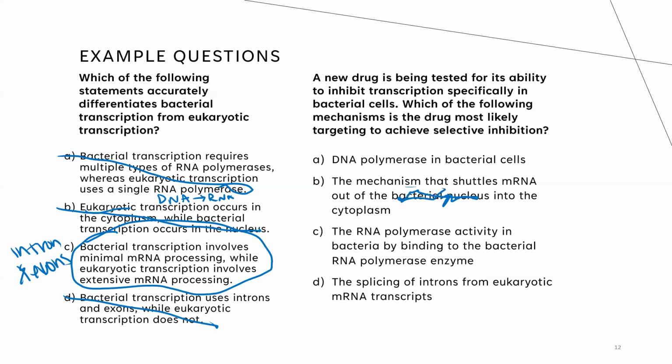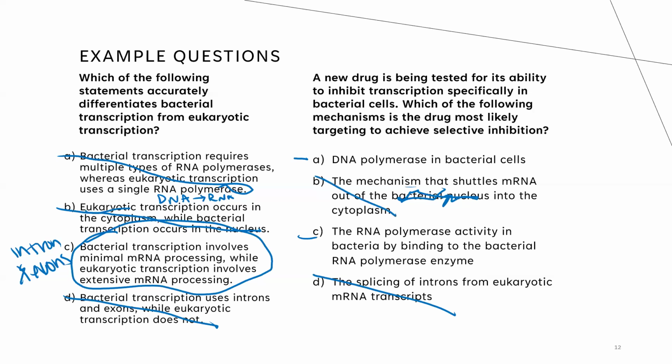Well, we don't know for sure that it's going to be this. It's not going to be, but just FYI, we're going to go through the choices. Okay, RNA polymerase activity in bacteria by binding bacterial RNA polymerase enzyme. Or splicing of introns from eukaryotic mRNA transcripts. So it's not that one, because why would that affect the bacteria, right? So that's what this is talking about, something that affects the bacteria. So we know it's not B and we know it's not D.